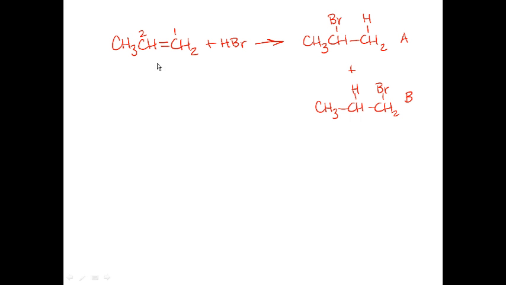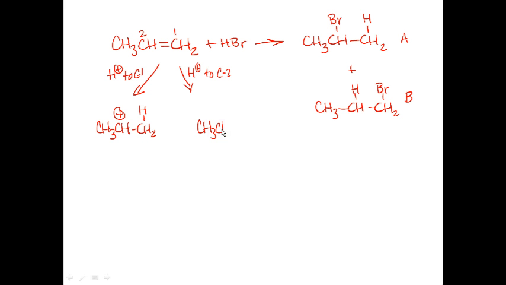Well, without answering whether A or B is the major product, let's write the mechanism for this. So let's add H plus to C1 and write the resulting carbocation intermediate. So here's my first intermediate if I add H plus to carbon 1. Now let's add H plus to carbon 2. What am I going to get? And then, of course, I would add my, what am I adding? Br minus.